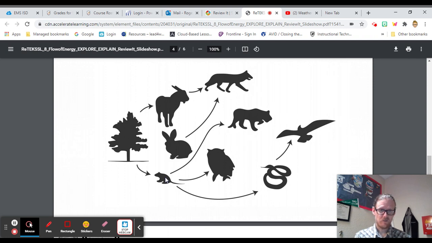So the mouse's energy goes into both the owl and the snake, meaning the owl eats the mouse and the snake eats the mouse. In other words, these two organisms are going to compete with each other for the same biotic resource or food, which is the mouse. For seeds from the tree, these two organisms compete with each other.